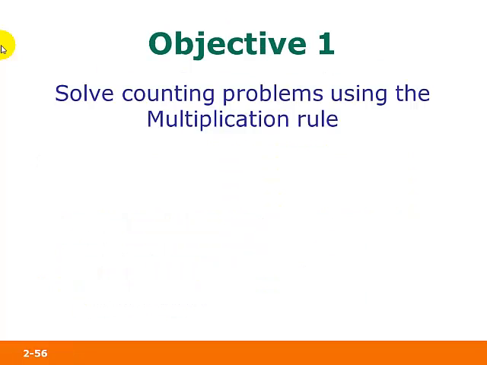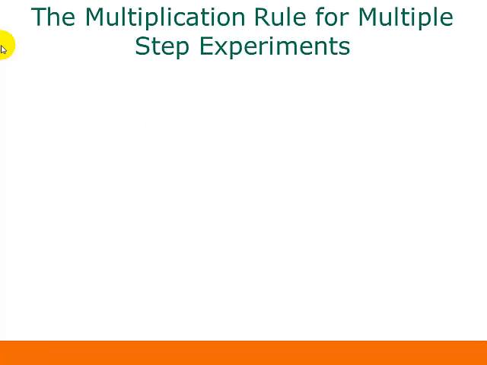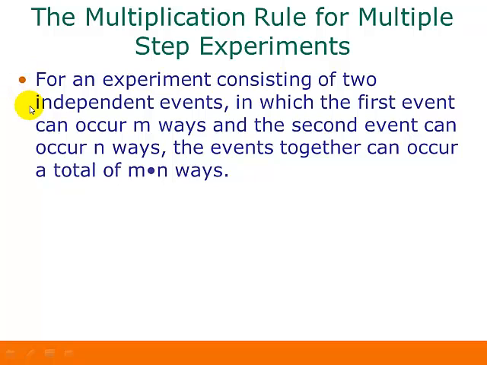So objective 1 is to solve counting problems using the multiplication rule. And this is a slightly different multiplication rule than the one we talked about for probabilities. This is just a multiplication rule to count how many ways something can happen. So I call this the multiplication rule for multiple step experiments. For an experiment consisting of 2 independent events, in which the first event can occur m ways and the second event can occur n ways, the events together can occur a total of m times n ways.